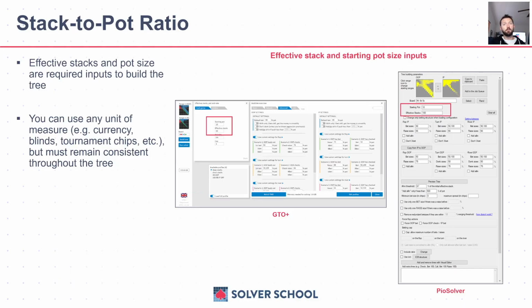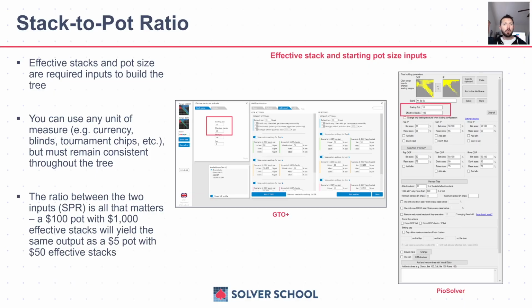So if you enter your effective stacks as dollars and then enter your starting pot as chips, if those values don't equal one another, you're going to end up with some weird outputs and the calculations aren't going to make very much sense to you. And as I mentioned here before, the ratio of those two values is really all that matters here. So it's the stack to pot ratio that matters, not necessarily the effective stacks or the pot size. So if I set up a solution with a $100 pot and a $1,000 effective stacks, that's a 10-to-1 SPR.